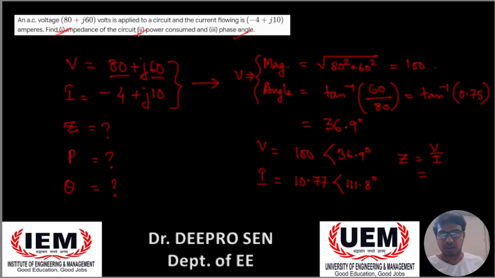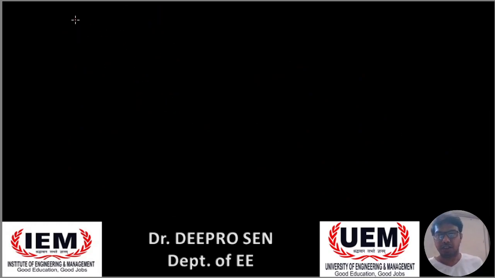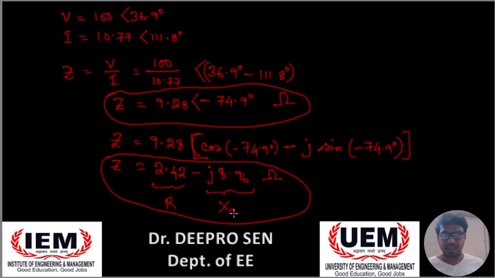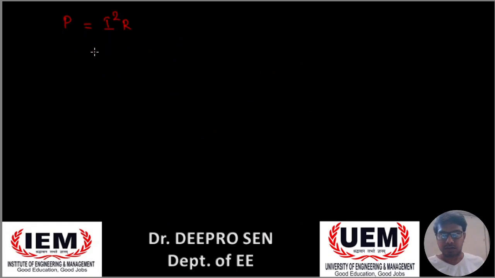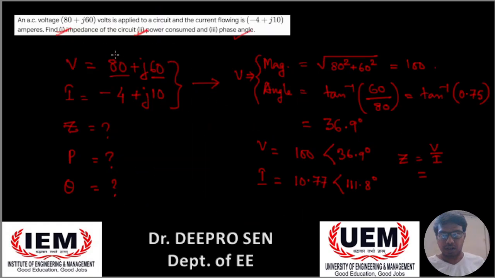Now let us go to the power consumed. So power, we know, can be given by three things. For this we will consider I square R, because we know that XC will not consume any real power. The real power is consumed only by the R. So I was how much? Minus 4 plus j 10, right? Which made its magnitude to be 10.77 amperes.